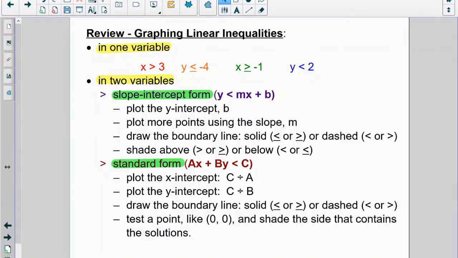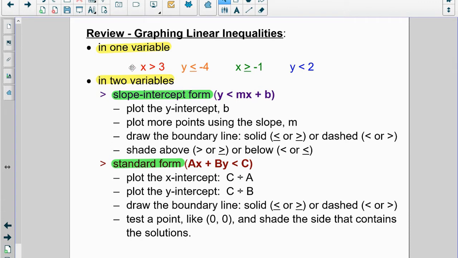All right, today we are going to just take a little pause and look at the review of all the different ways that we graph linear inequalities this week. So just a quick review. This is a little snapshot of everything that you'll need, and then we'll go through a couple of examples of each type. So we started with graphing linear inequalities when there's only one variable.